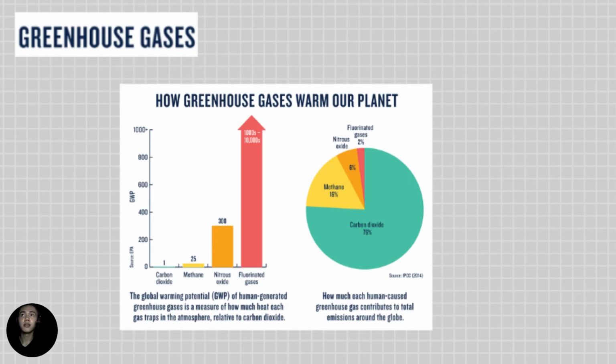And we have greenhouse gases. The greenhouse effect is a process that occurs when gases in Earth's atmosphere trap the sun's heat. This process makes Earth much warmer than it would be without an atmosphere. The greenhouse effect is one of the things that makes Earth a comfortable place to live.